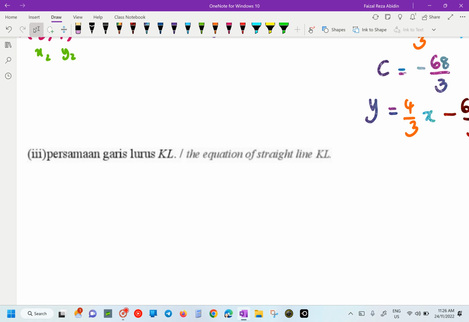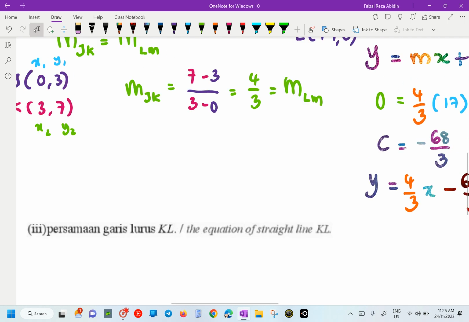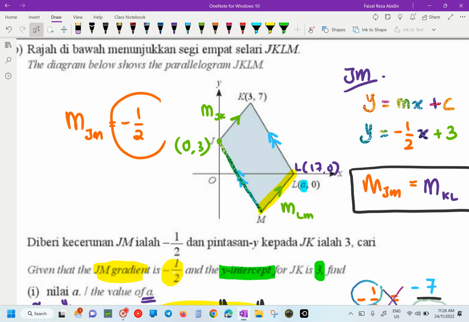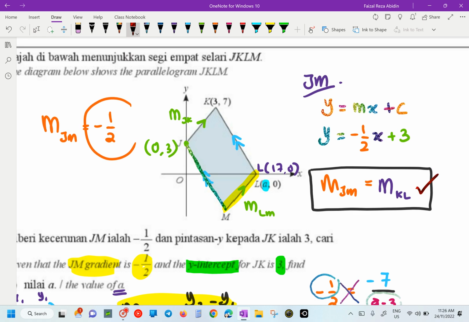Okay, now the last question. Find the equation of straight line KL. Where's KL? Oh, there are 2 equations. Did you want to find the gradient for KL first? Oh, ready there. Yes. Negative 1 over 2. Then we have to find c.